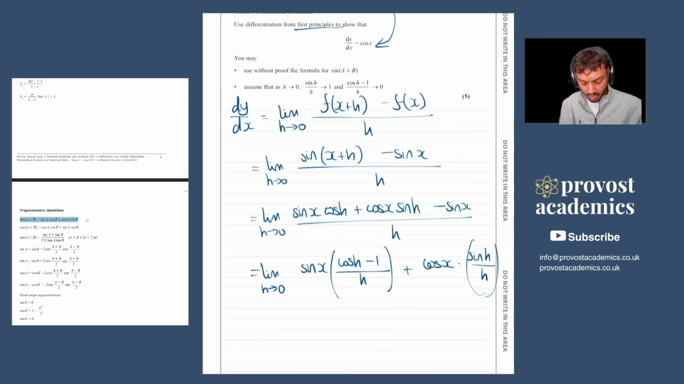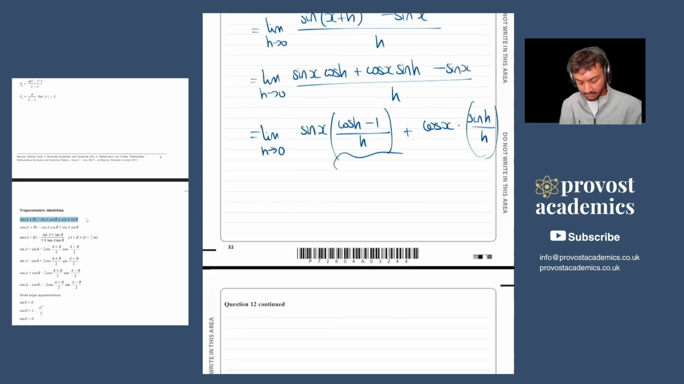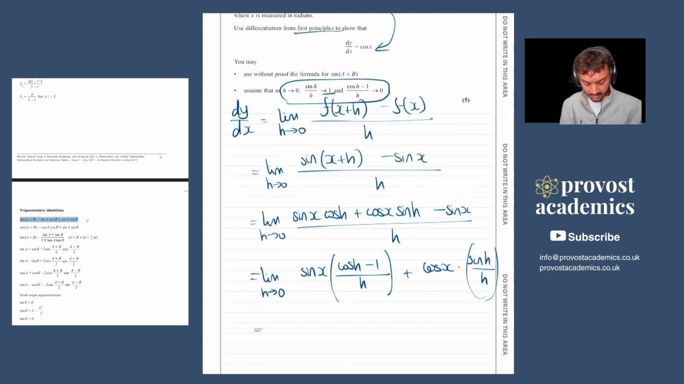There's a reason I wrote it like this. Looking at the question, we have sine of h over h. That will tend to 1 when h tends to 0, and this bracket will tend to 0. So therefore this will go to 0, that will go to 1, so I end up with cos x, and that's my answer.